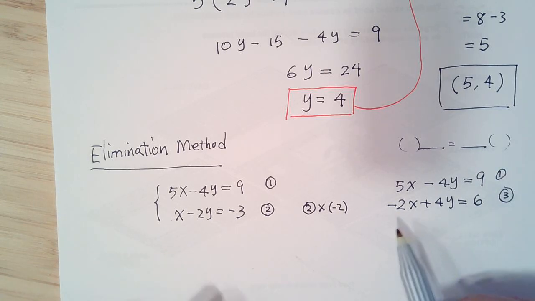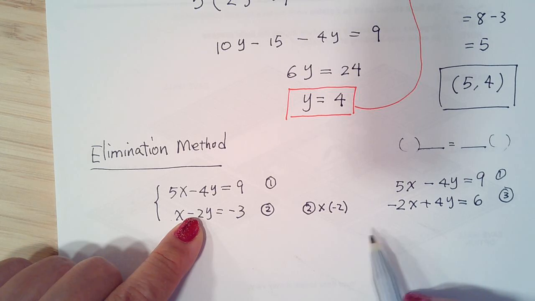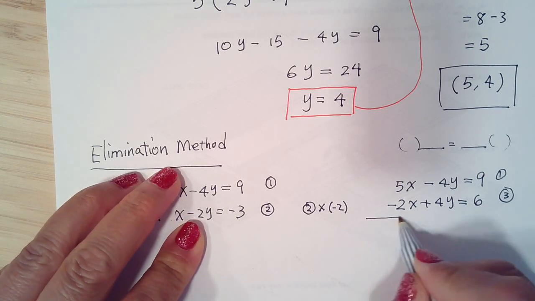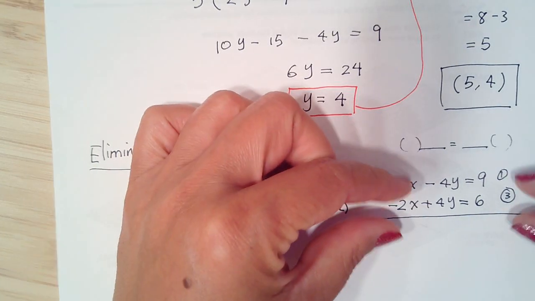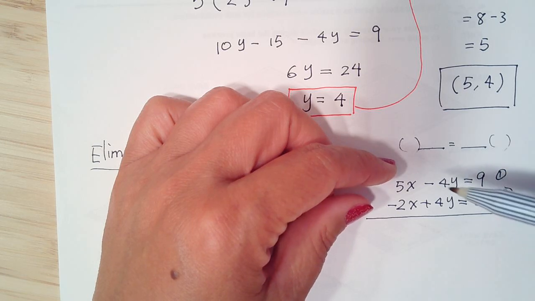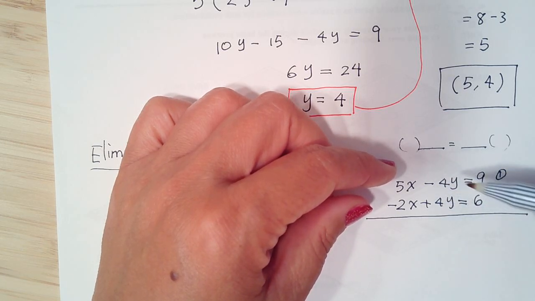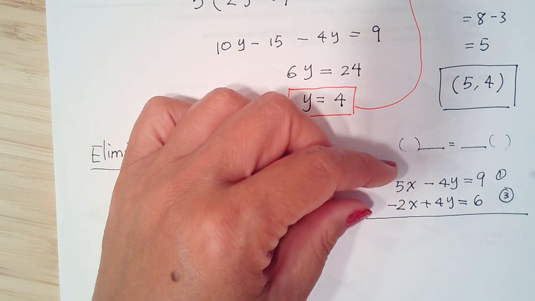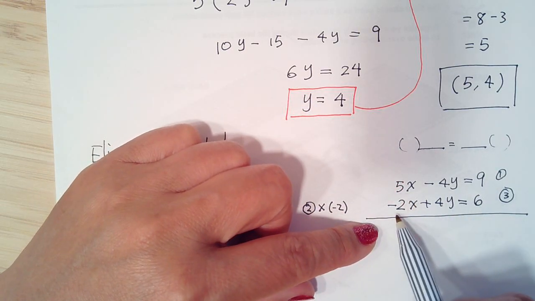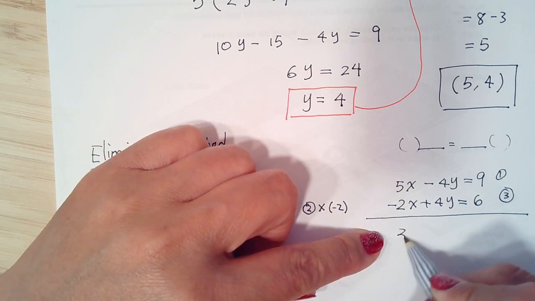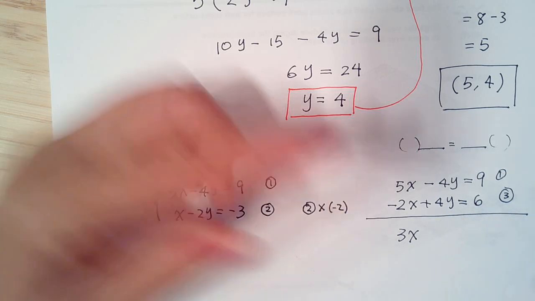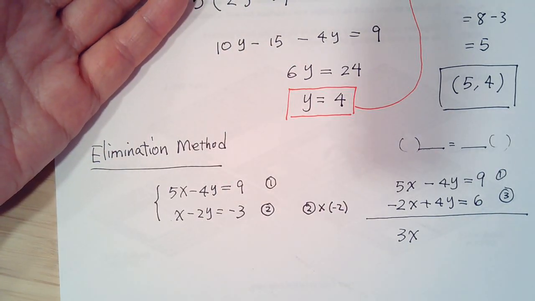Now you see why I multiply by negative 2, in order to get a positive 4. Because I want to add these two equations together. So think about it. A equals B and C equals D. Therefore, A plus C equals B plus D. So I can add. 5x plus this negative 2x, I get 3x. Negative 4y plus positive 4y is 0. What happened? I eliminate y.